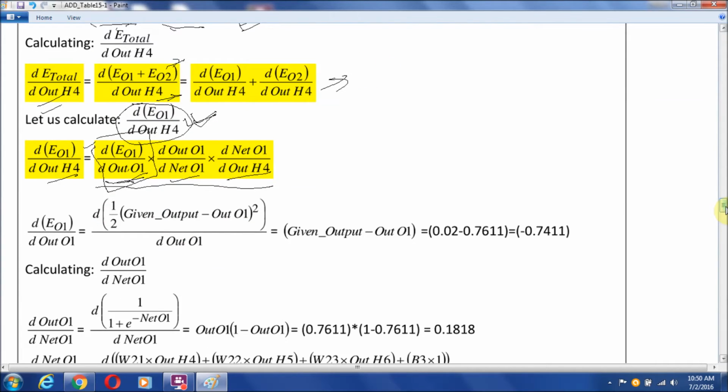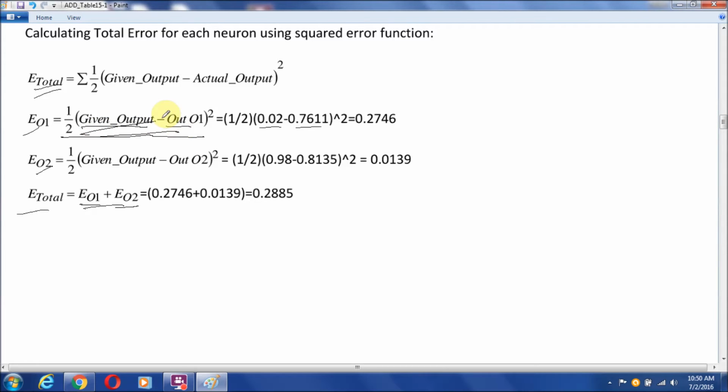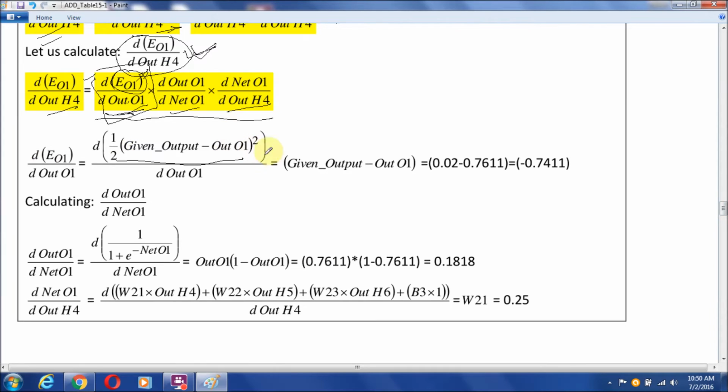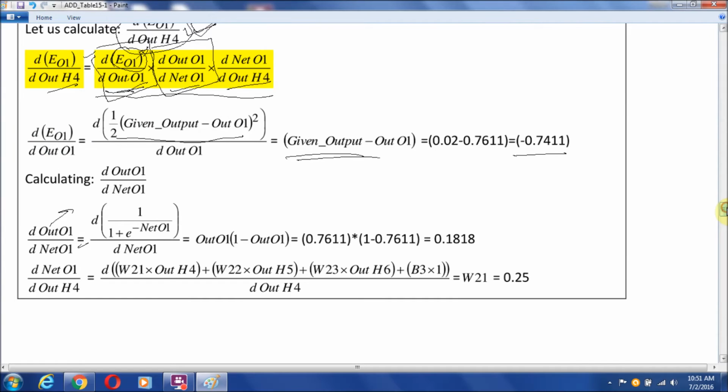This is again very simple, as we already know how the error at the first output is calculated, which is this formula here that we used earlier. So we use this formula again here, put it back and take the derivative, which is again minus 0.7411. Next part is ∂out O1 divided by ∂net O1, which we already calculated, we just define it again. Out O1 is 1 over 1 plus e to the power minus net O1. So we just replace this formula here, and after calculations we will get 0.1818.